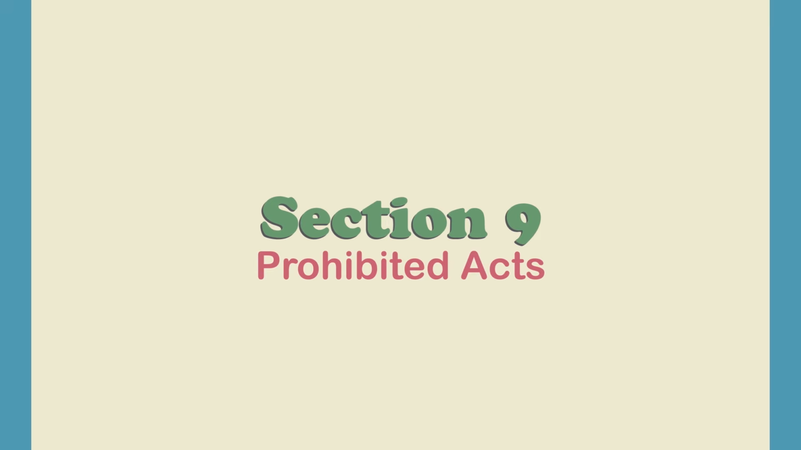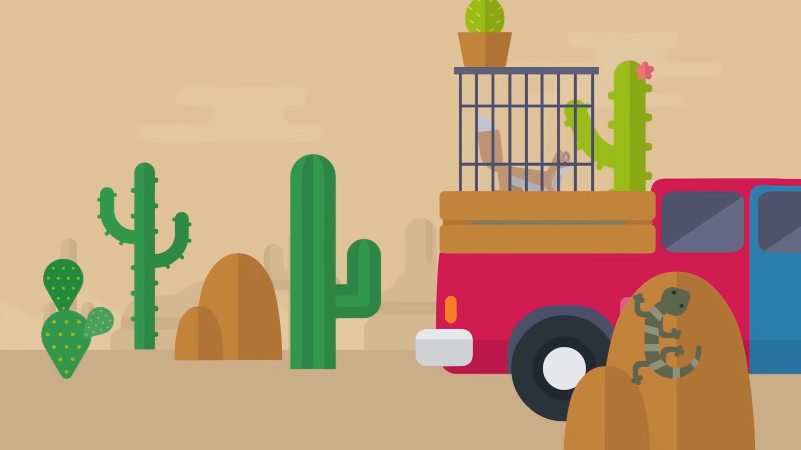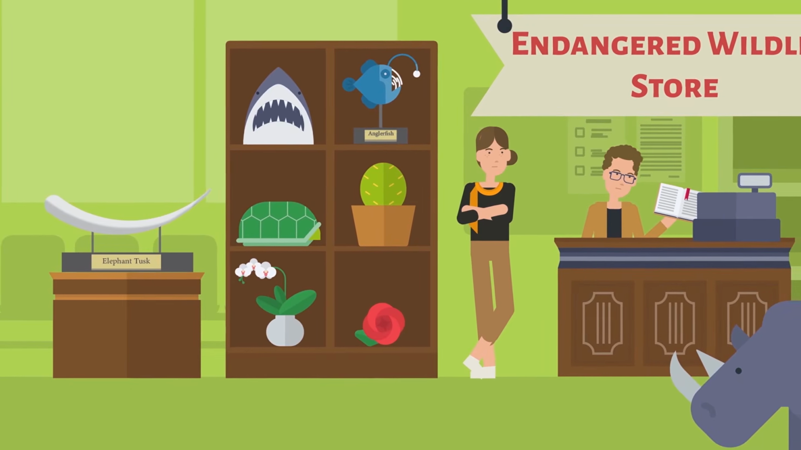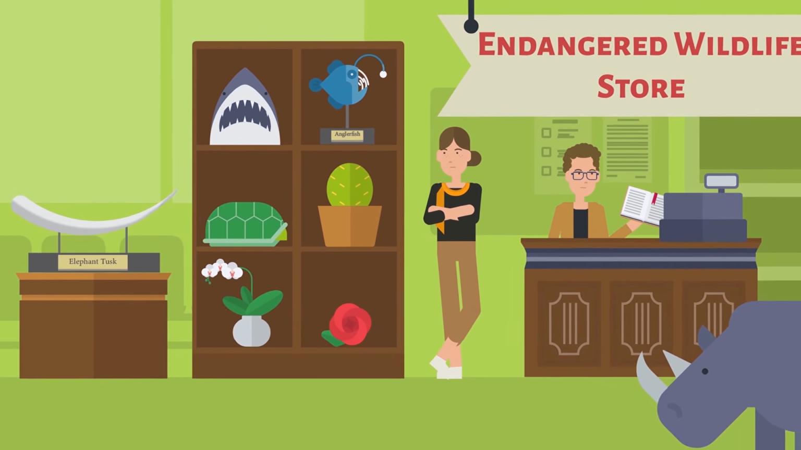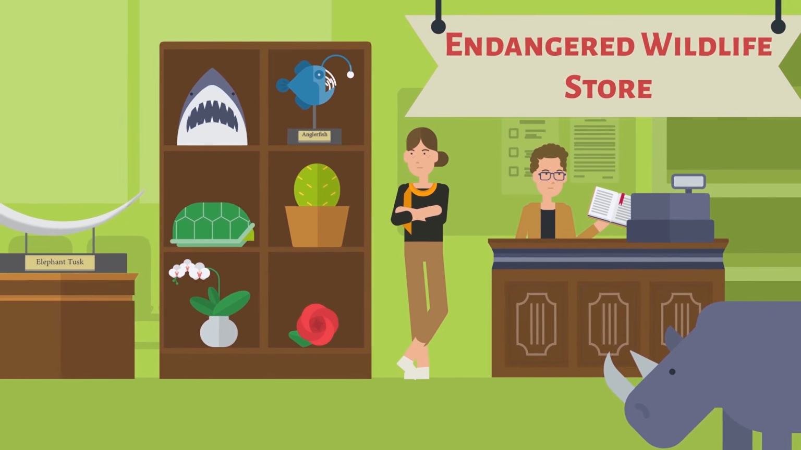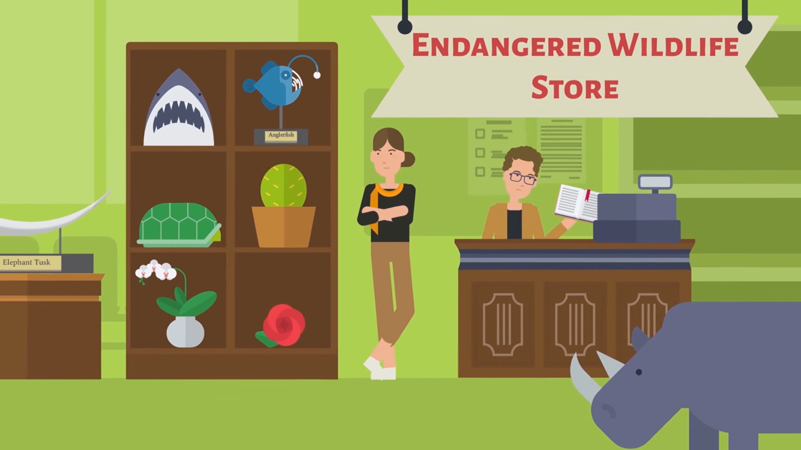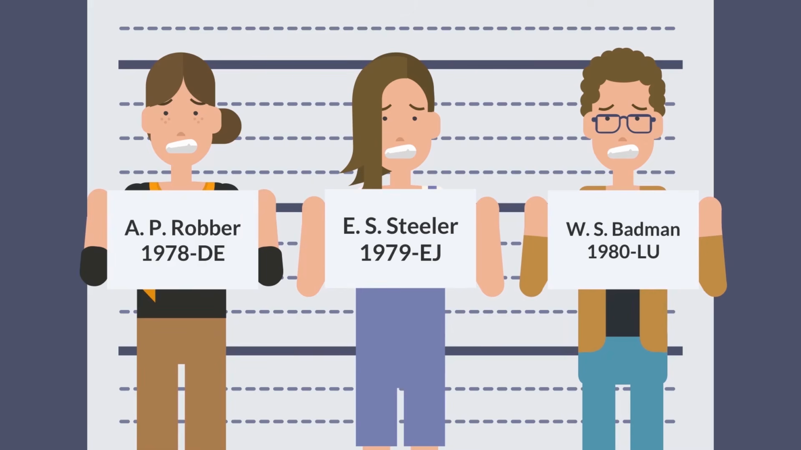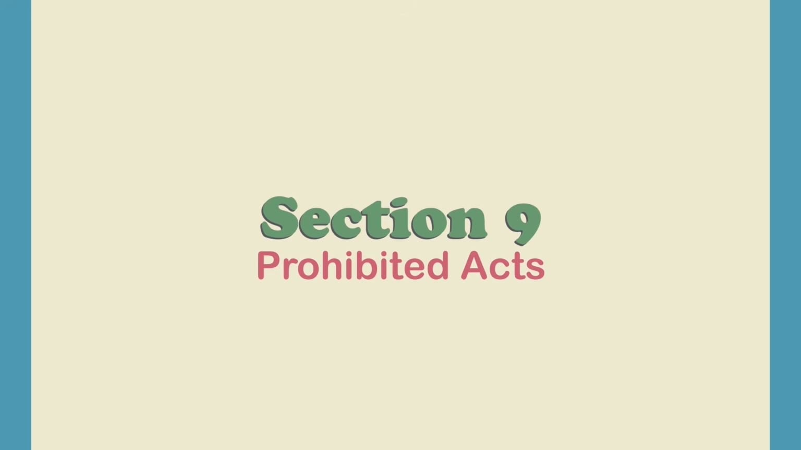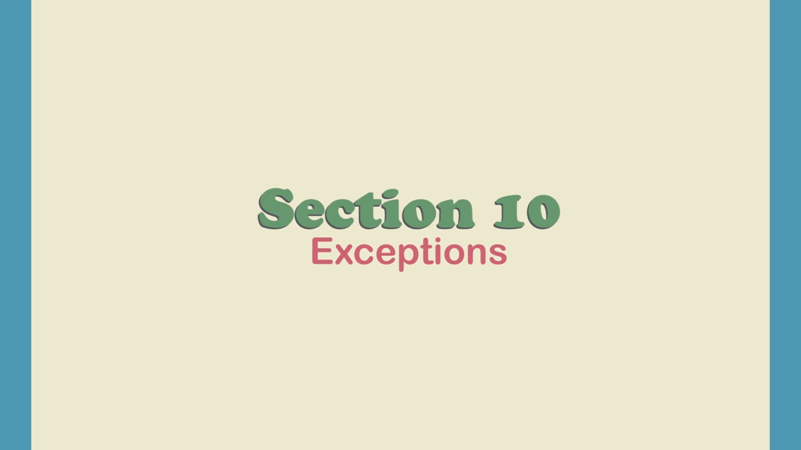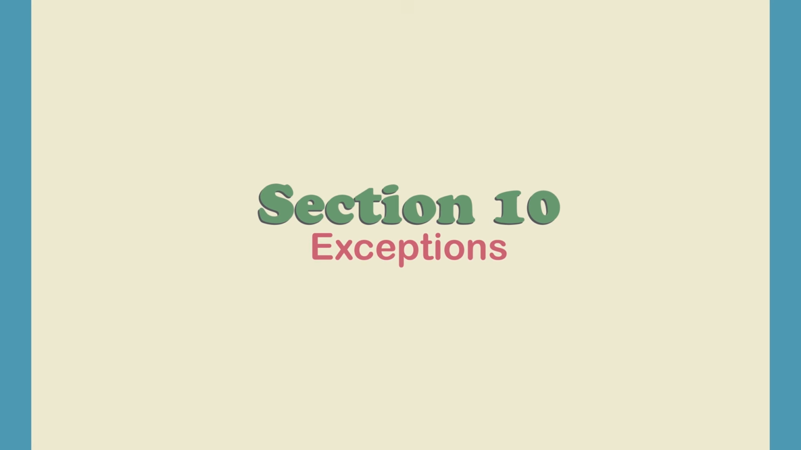So, let's talk about Section 9, which covers Prohibited Acts. This section of the Endangered Species Act provides prohibitions that protect listed wildlife species from threats of take and commercial trade, and prohibitions that protect listed plants from threats of commercial trade, collection, or malicious destruction on federal lands, and similar actions that violate state law. Section 10 of the Act provides exceptions to the Section 9 prohibitions.